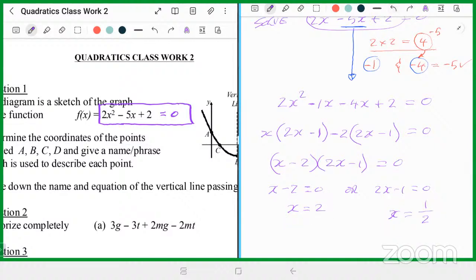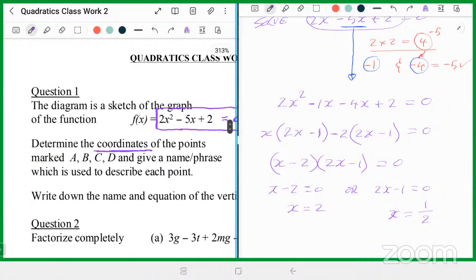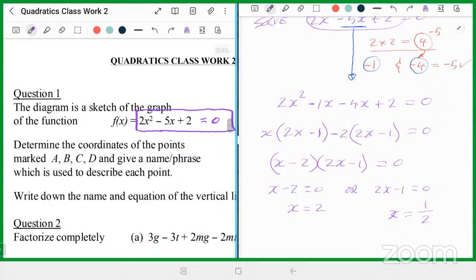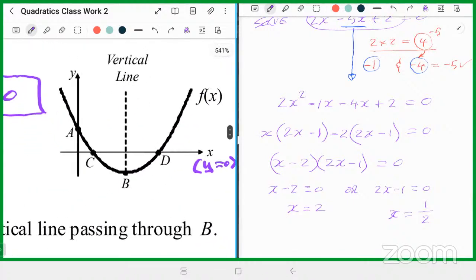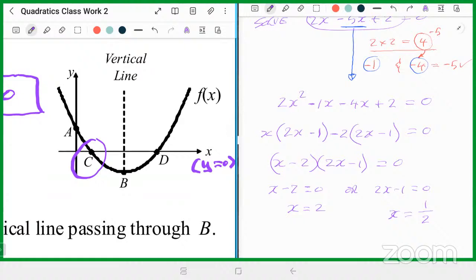But the question asks us to write the coordinates. See? Coordinates is a plural word. So we have to give the points with the 2 coordinates. Note that this x value is smaller than this x value. If you look at the graph, you have 2 points, and the x value at this point must be less than the x value at this point. So this must be the one where x equals half, and this must be the one where x equals 2. I will know that at both points, y equals 0. So that's how we're combining them now.